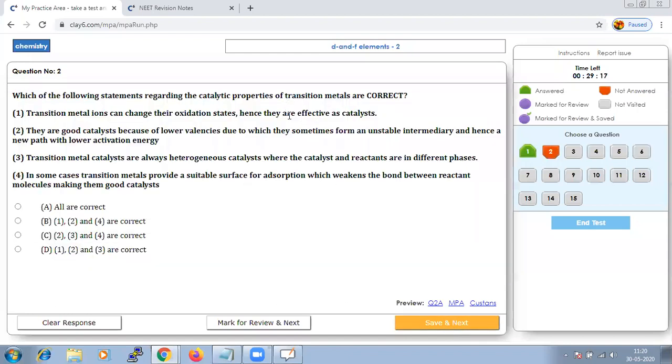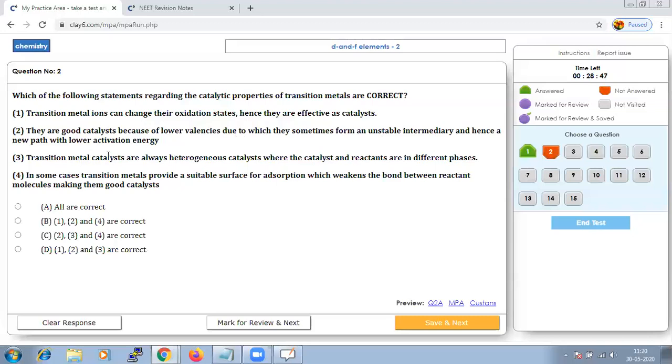Which of the following statements regarding the catalytic properties of transition metals are correct? We have to find the correct statements. Transition metal ions can change their oxidation state, yes, of course. They are good catalysts because of variable valencies, due to which they sometimes form an unstable intermediate and hence a new path with lower activation energy.